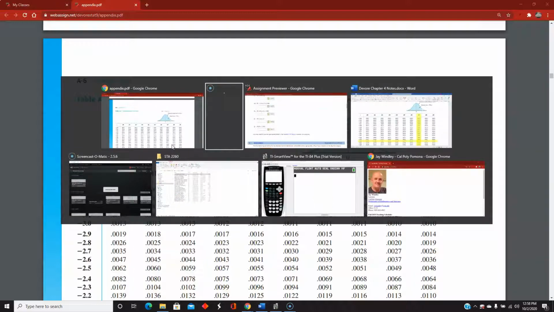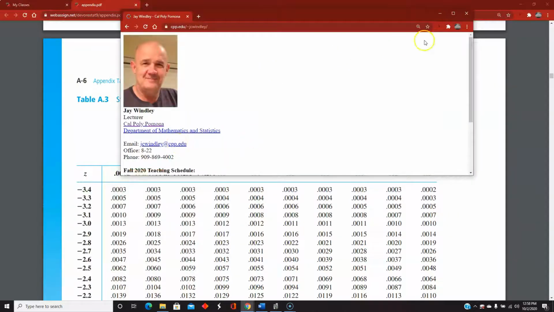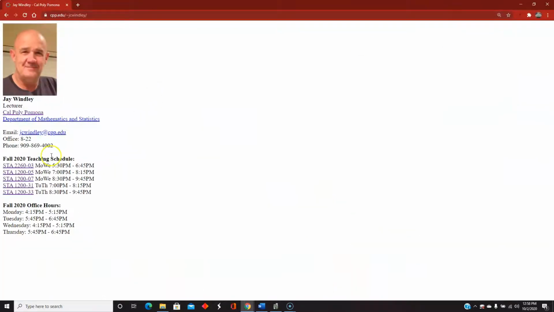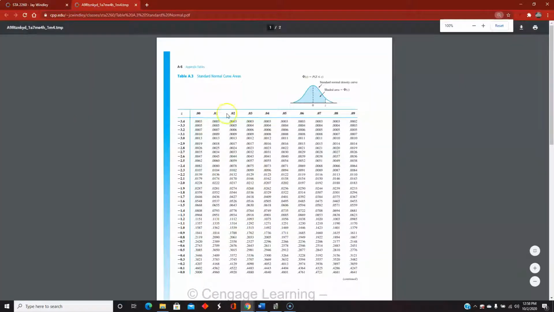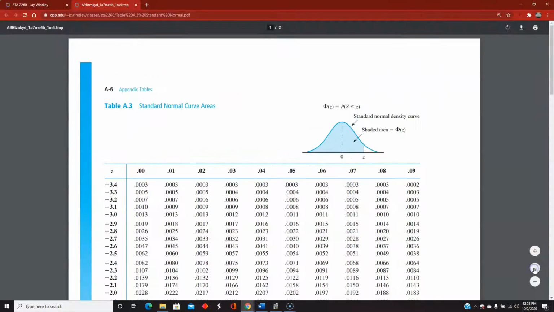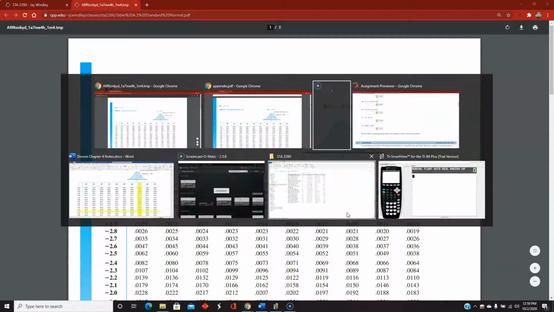The other way you can get there if you want to download a PDF is from our web page. Up at the top, I have a link for standard normal curve areas, and you can click on that, and that's a PDF of the exact same table. So back to where we were.